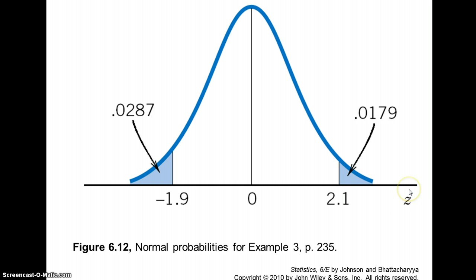Recall what we learned before: Z is a standardized variable converted from a random variable. Here we want to find the probability of z less than or equal to negative 1.9. For a continuous variable, we never ask the probability of something exactly equal to something else. We always ask the probability of something less than or equal to, greater than or equal to, or between two numbers. So we're going to look at these three different cases.